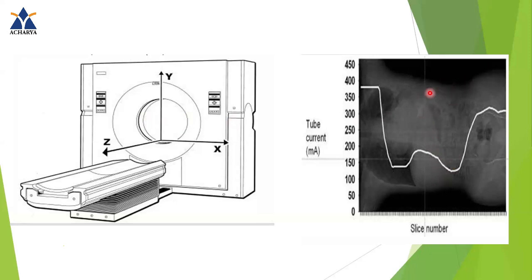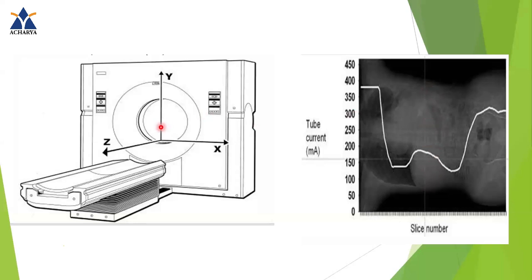When it is going from right side to left side, patient thickness will be less. Whereas when it is going from anterior to posterior, that is from the anterior surface of the patient to the posterior surface, the amount of tissue or organs present in that particular direction is more.